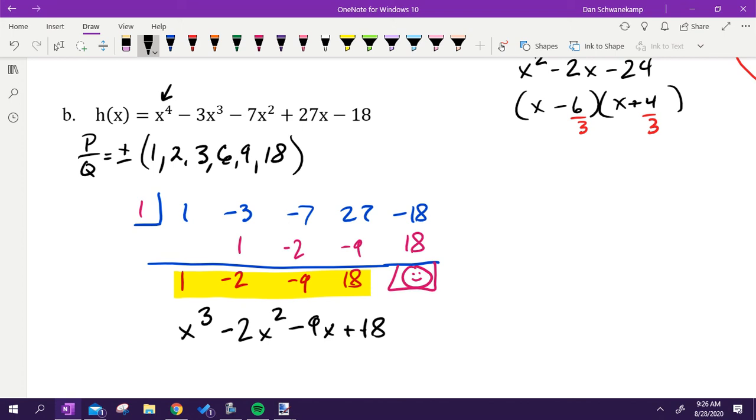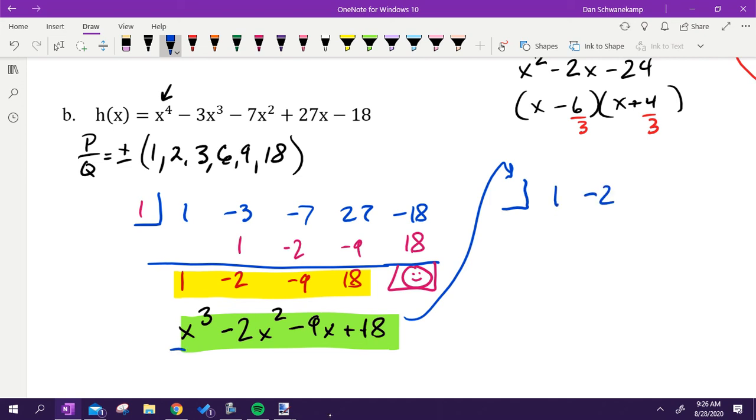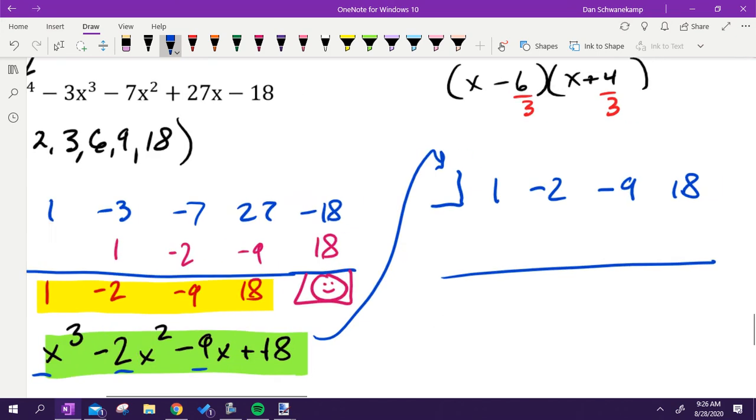Do we know how to solve a cubic function? Not with any other way than synthetic division. So it's great that we got here, but we got to keep working. Okay, I need to solve this guy right here. So I'm going to now keep doing synthetic division with this depressed polynomial, the one that's 1 degree less. I'm using these new leading coefficients. So 1, -2, -9, and 18. Notice that my P's and Q's are the same. They're always going to be the same. At worst, they would just be less. You don't need to list them again. They're already in our list.